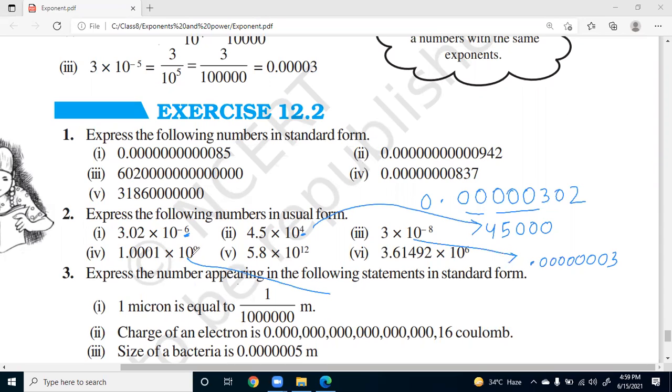So let's move to the fourth part. So 10 raised to the power 9 means 1, 2, 3, 4 digits are covered. Then I have to put 5 zeros. So 1, 0, 0, 0, 1. Then 4 digits are covered. Then 5 zeros.